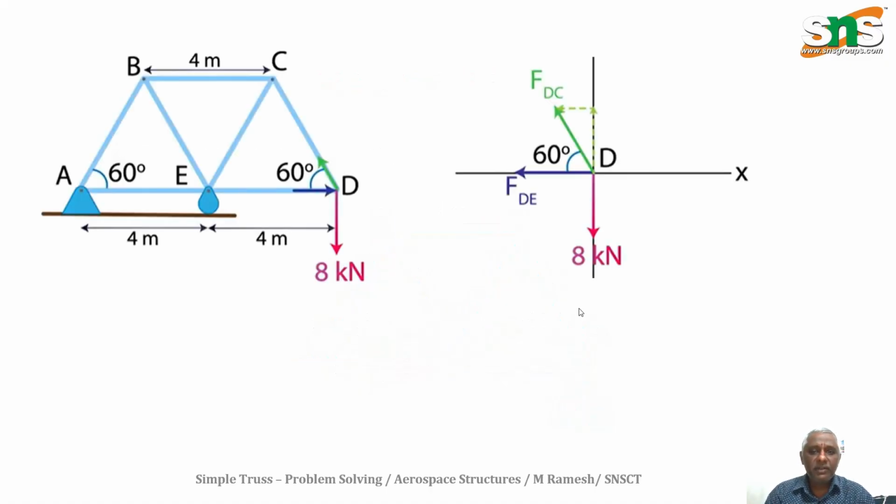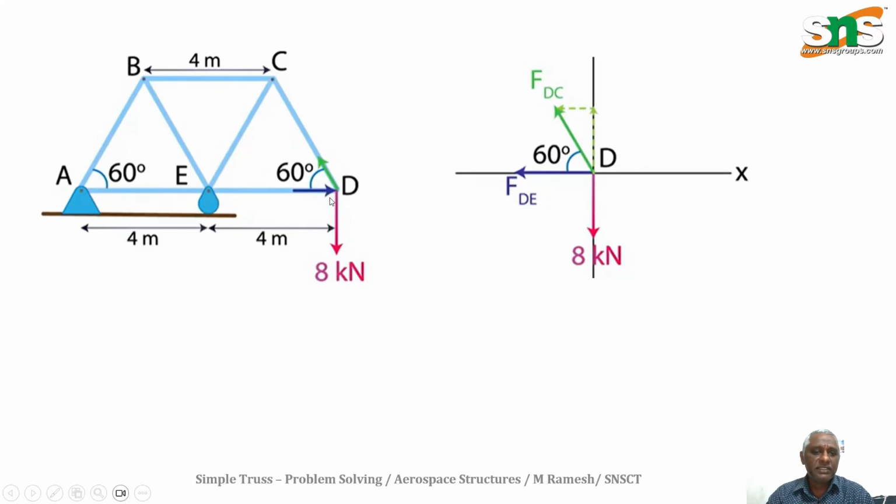Now we can take the problem. First we can find the reactions at E and A, or otherwise we can look at finding any member forces. Here it is given that at point D, you are given a load of 8 kilonewton.